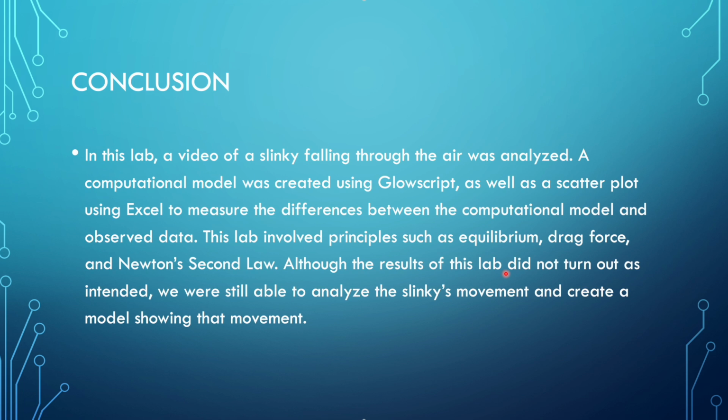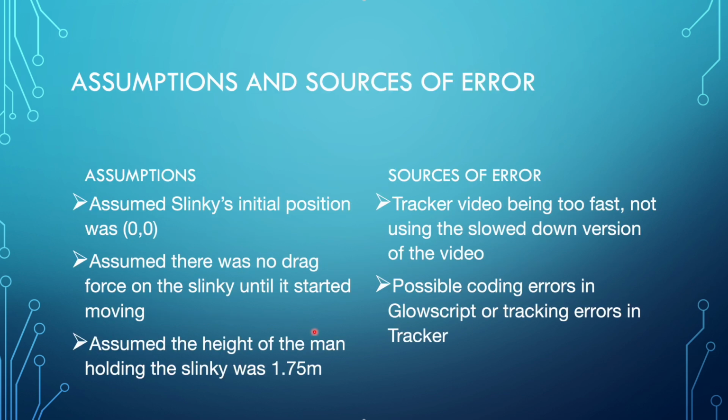To conclude, we have this video of the falling Slinky. We analyzed it using GlowScript, Excel, and Tracker. And we used principles such as equilibrium, drag force, and Newton's second law. While it did not turn out as intended, we were still analyzing the Slinky's movement. And so here are assumptions and sources of error. We assumed the Slinky's initial position, no drag force, and the height. Our sources of error were that the Tracker video was too fast, and possible coding errors or tracking errors.